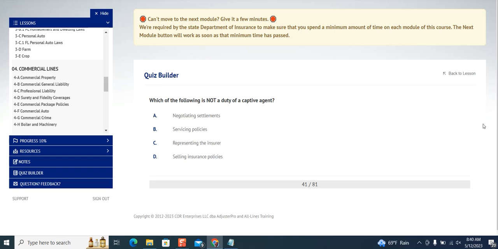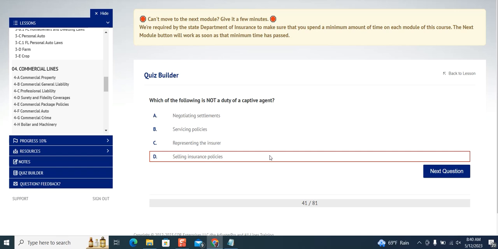Man, we just had the guessing game on that exclusive and general and captive for agents. What is not a duty of selling insurance? Representing the insurers, servicing policies, negotiating. So we're gonna sell insurance. They don't sell insurance. I can't get that. I don't even know, man. I guess it was C. I don't know.